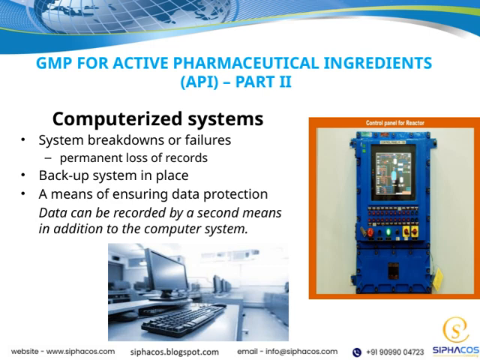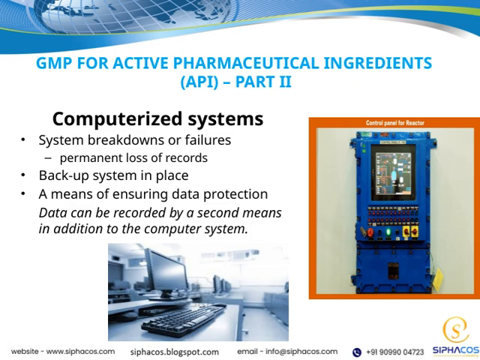Let's talk about computerized systems and some of the challenges they can pose. Sometimes, these systems can experience breakdowns or failures, which can lead to the permanent loss of records. This is a critical issue because maintaining accurate and complete records is essential for GMP compliance and ensuring product quality. To mitigate this risk, it's important to have a backup system in place. A backup provides a means of ensuring data protection, so if the primary system fails, we can still recover the necessary information.